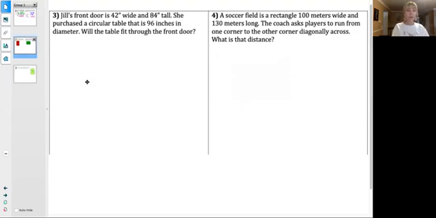So here's the really important question for Jill. Jill wants to know, will the table fit through the front door? That's what Jill wants to know. That's an important question for Jill because how's she going to get it in her house if it doesn't fit?